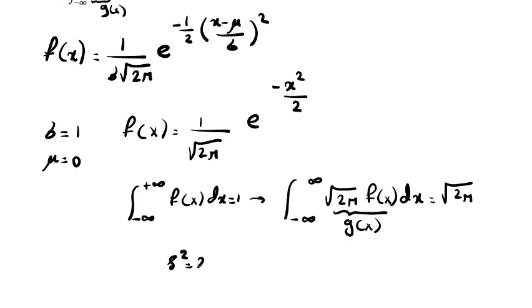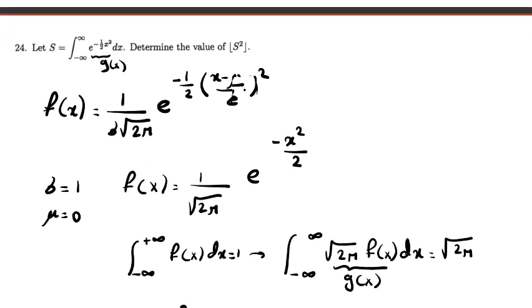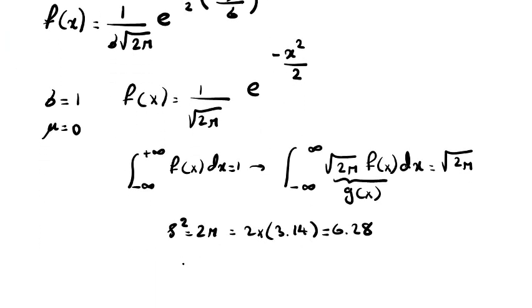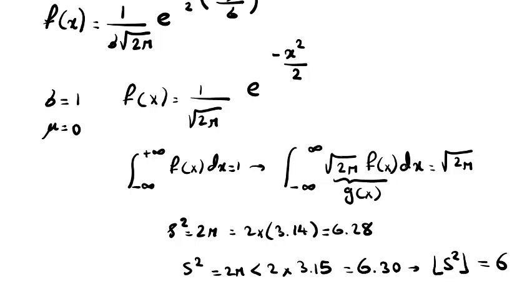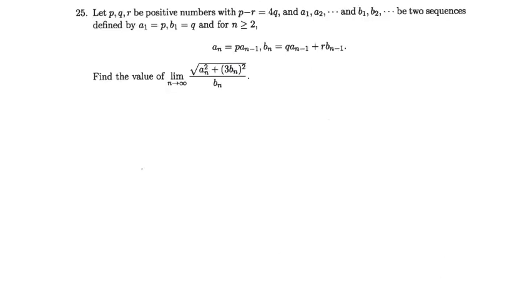So S equals root 2 pi. So S squared is 2 pi, which equals 2 times around 3.14. It will be around 6.28. We want the floor of S squared. Also, if you want to prove it exactly, it is 2 pi, and you can say it's less than 2 times 3.15, which is 6.30. So because you want to find the floor of that, the answer equals 6.